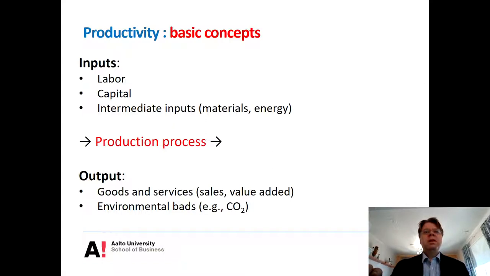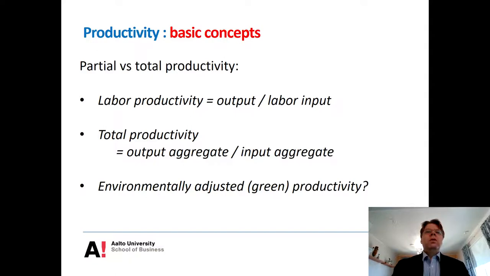So how do these inputs and outputs then relate to productivity? In general, we understand productivity as the ratio of output to input. And here I want to distinguish between so-called partial productivity measures and total productivity measures. Perhaps the most important partial productivity measure is labor productivity, which can be defined as the ratio of total output and the labor input. As I mentioned, the total output could be measured, for example, as the aggregate total sales, or sometimes as the value added. And labor input could be measured as hours of work or number of workers, for example, just to illustrate the concept.